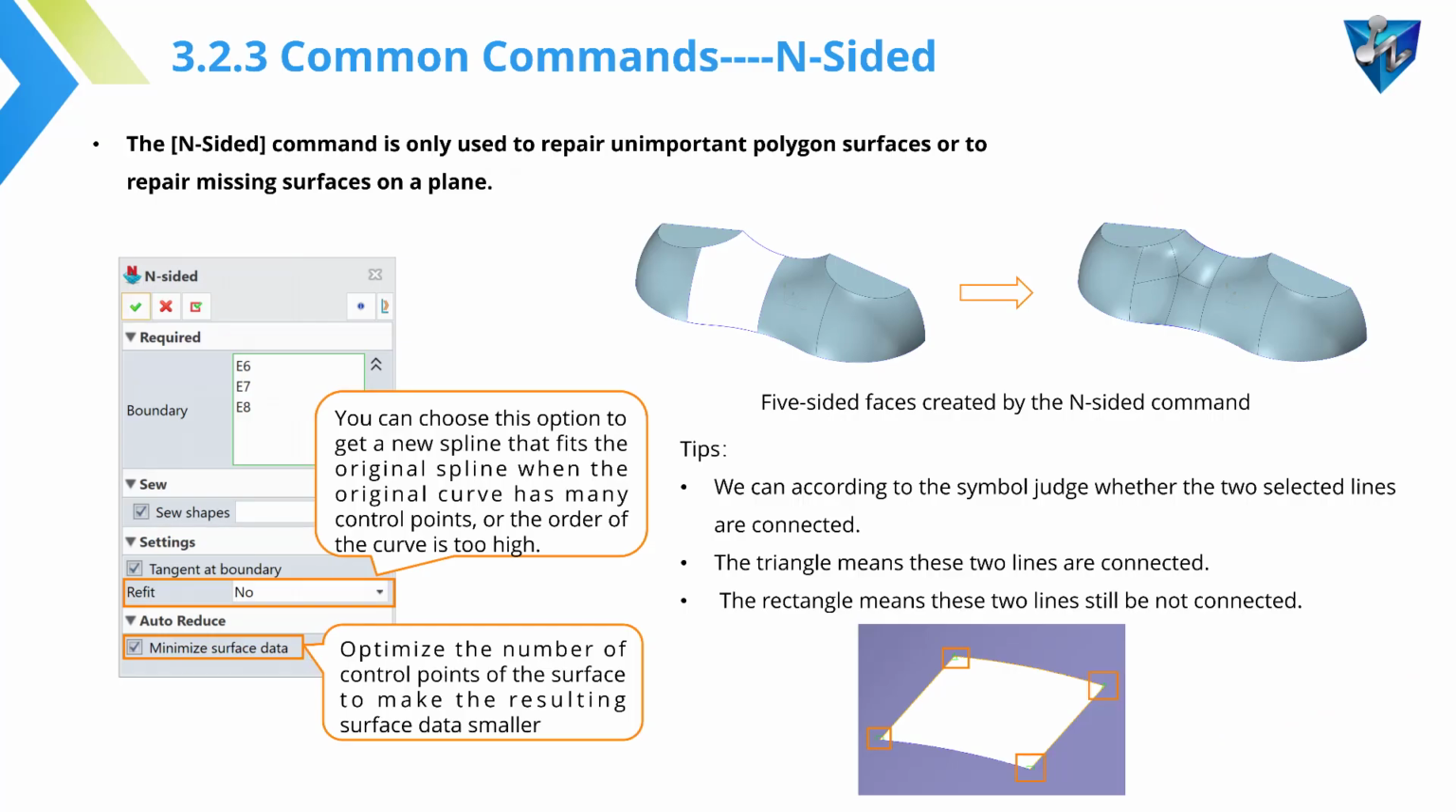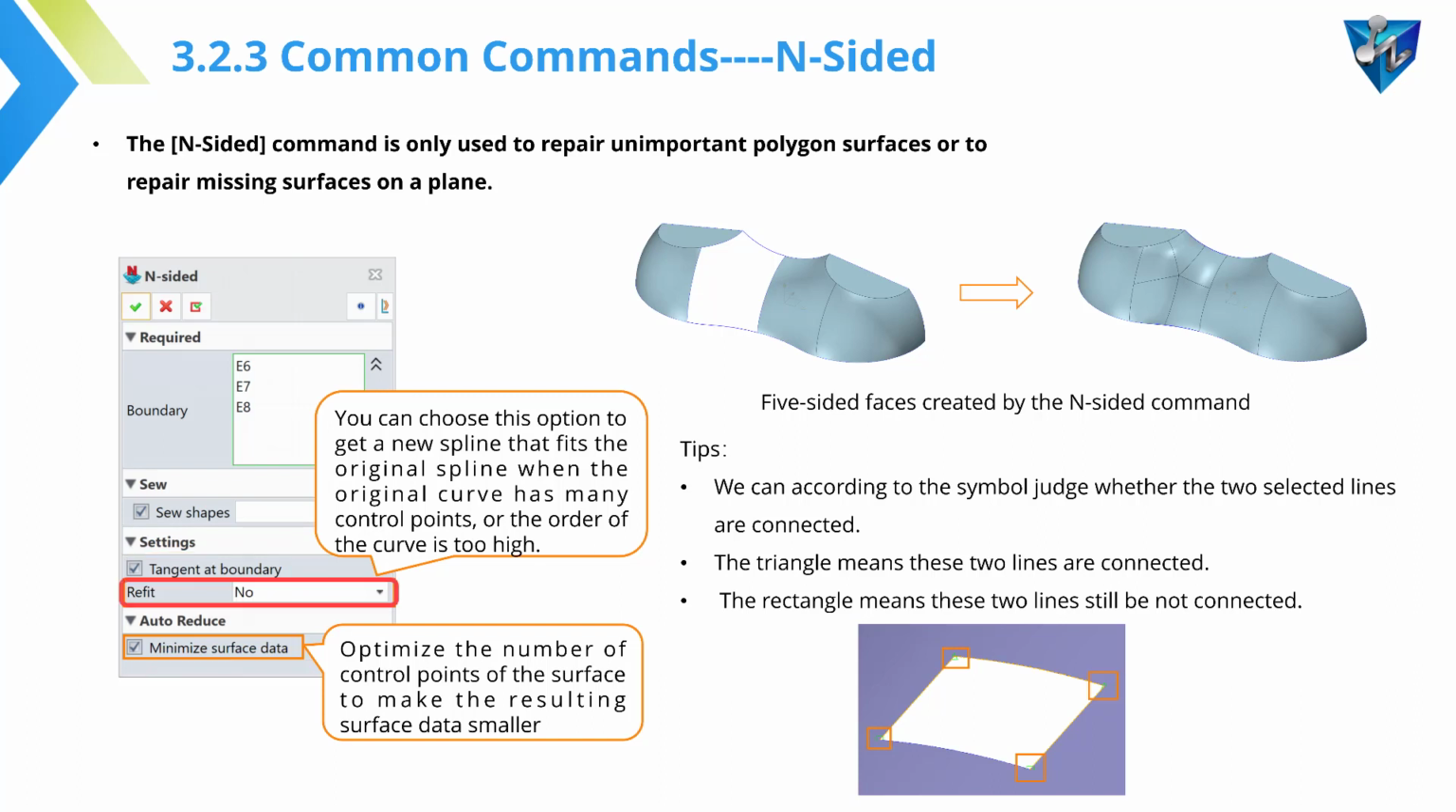The next command is n-sided. It is usually used to repair the unimportant polygon surface or the missing surface on a plane. If this command is used to create the surface in the model space, you can see this pattern. The effect is not good. There is an option named tangent at boundary. It is very easy to understand. If you want to set the tangent continuity on each edge, you can check this option.